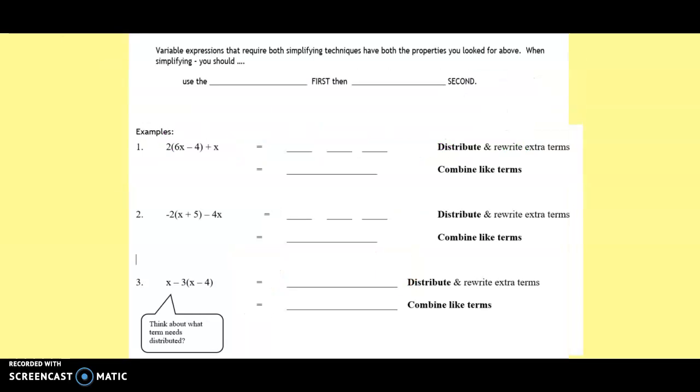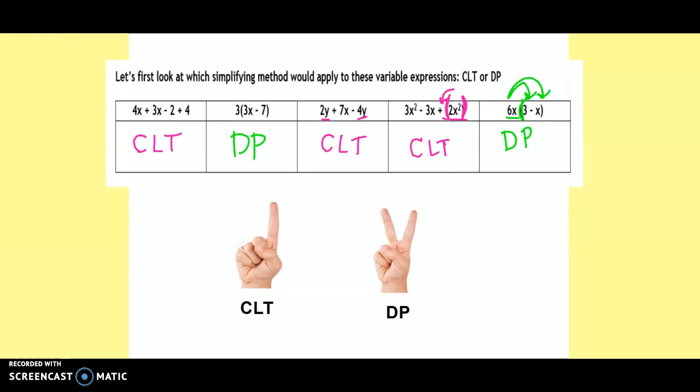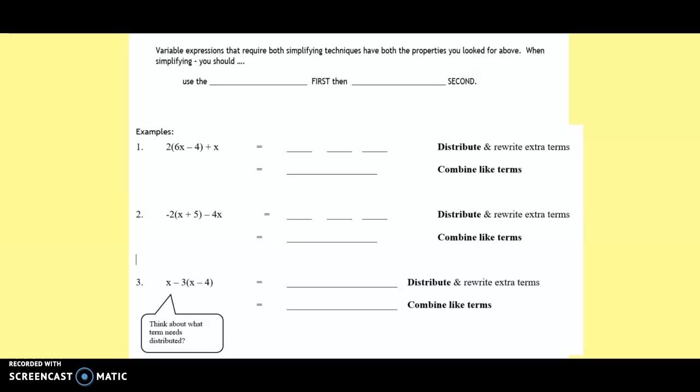All right, so as I mentioned, we're going to be looking at expressions that require both techniques and have the properties you looked for above. So you're going to see in these problems things that you can combine together and terms that you need to distribute. So when we are looking at simplifying these types of problems, we want to distribute first. So we want to use the distributive property first. And then we want to combine like terms. And guys, if you think about order of operations, multiplication comes before addition and subtraction. So that's why we also use the distributive property first. It all roots back to the order of operations.